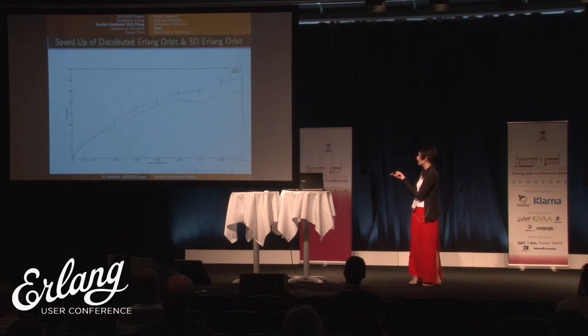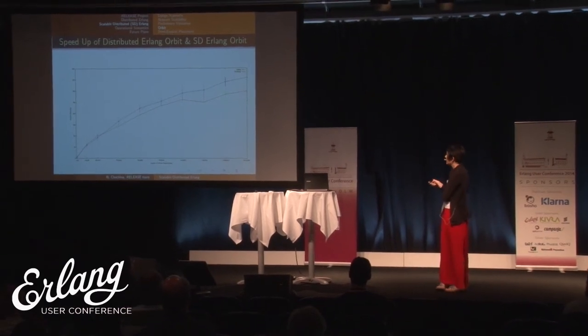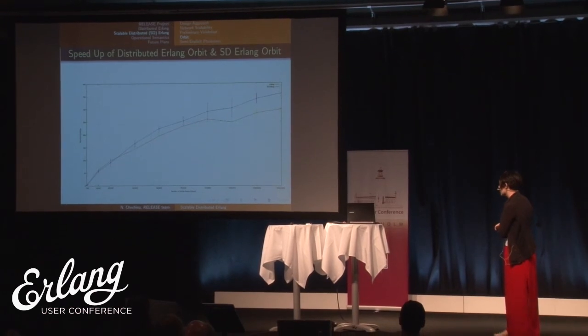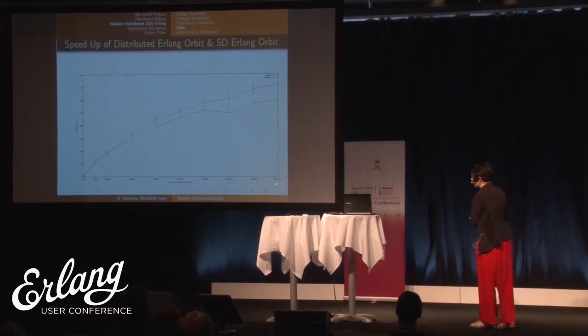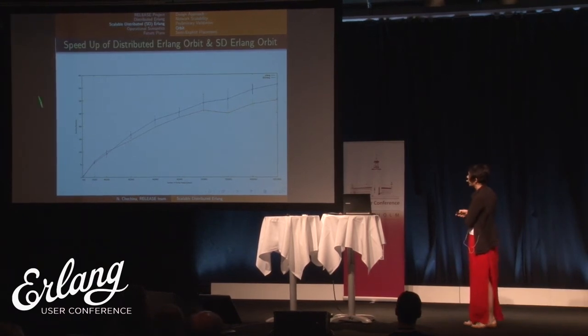And this is the first measurements that we've got. So we did measurements from 1 to 160 nodes, and that is around 1,300 cores. And this is throughput, right?